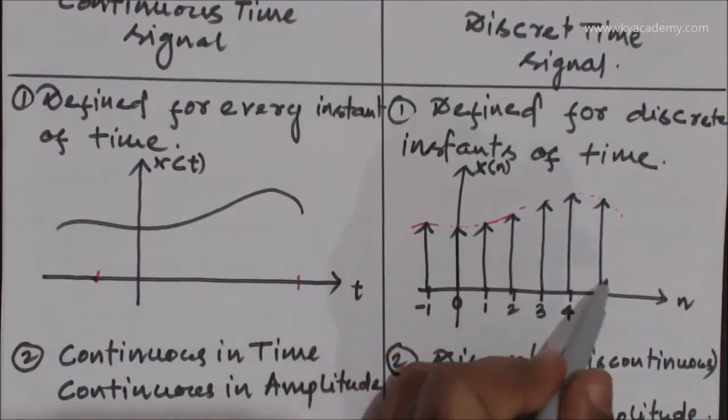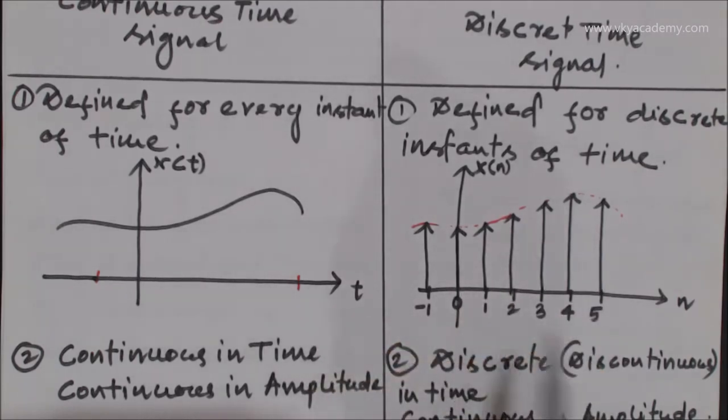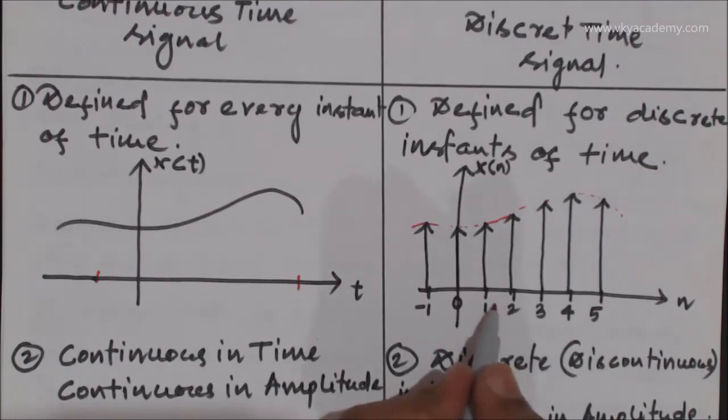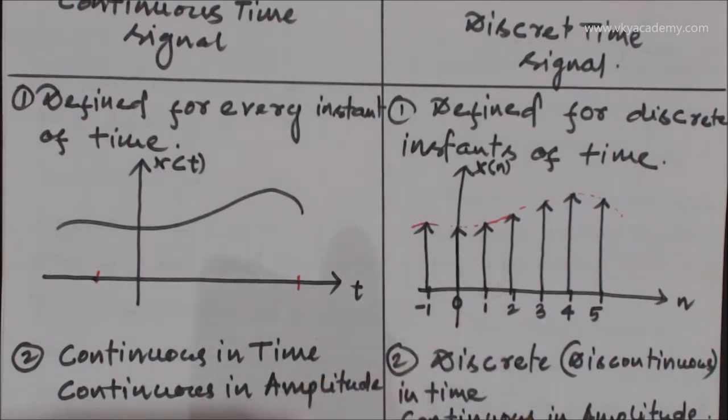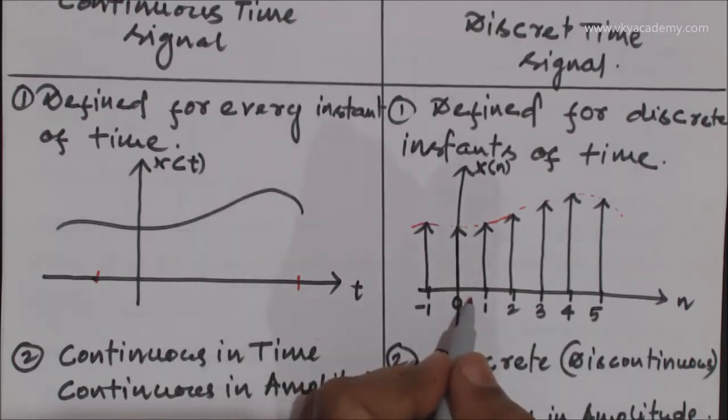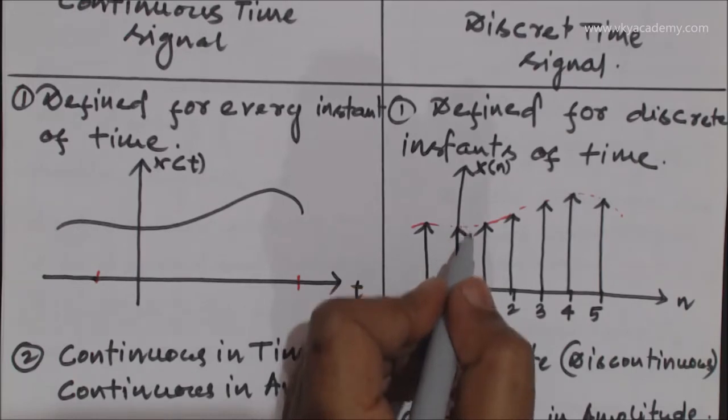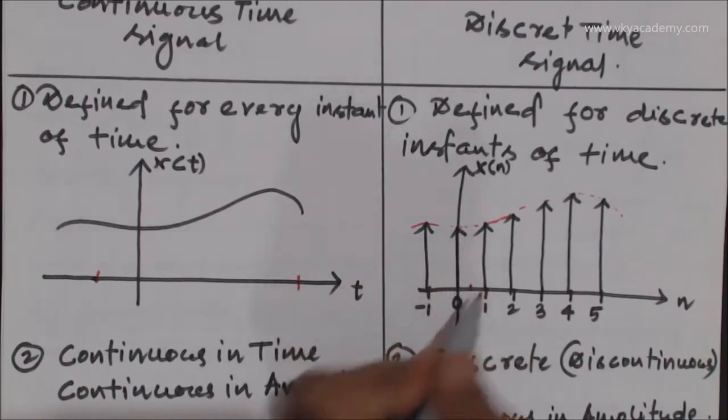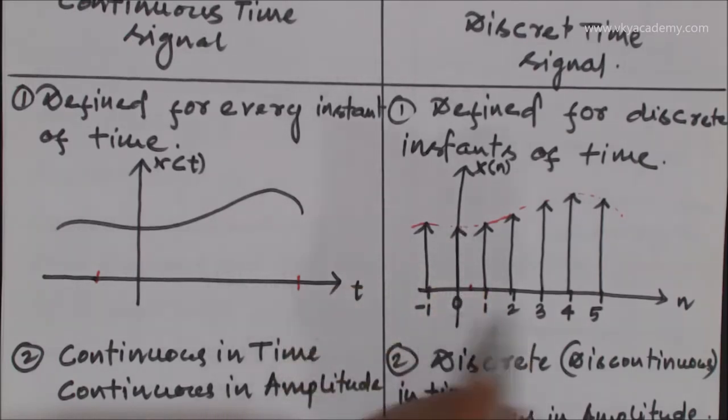3, 4, 5. But it is not defined between 1 and 2. So if you take 1.5, so this particular signal is not defined at 1.5. If you choose 0.5, then you can say this particular signal is not defined at 0.5 also. So this is what we call a discrete time signal. So a discrete time signal is defined for discrete levels of time.